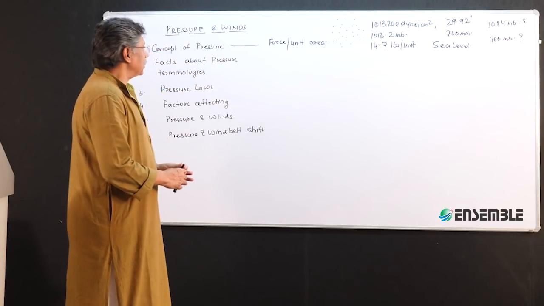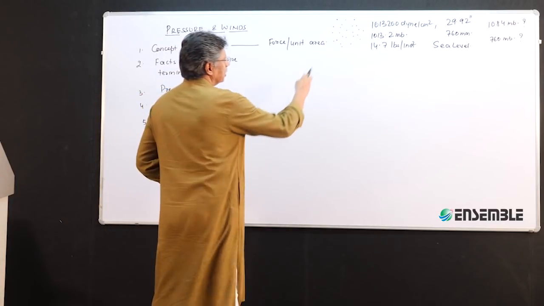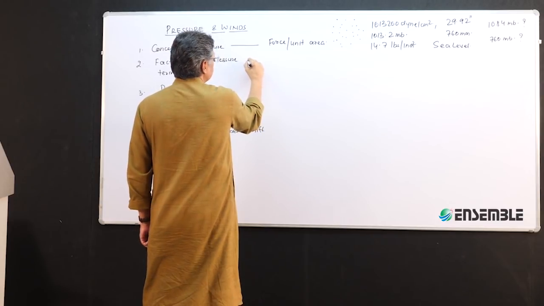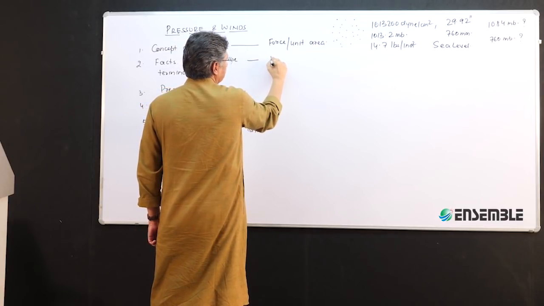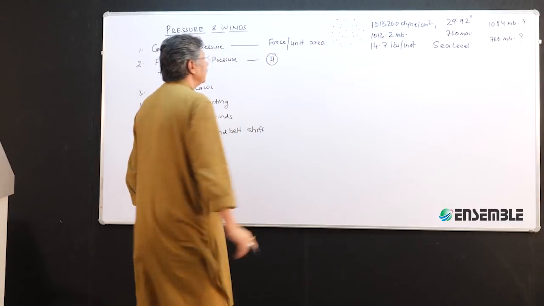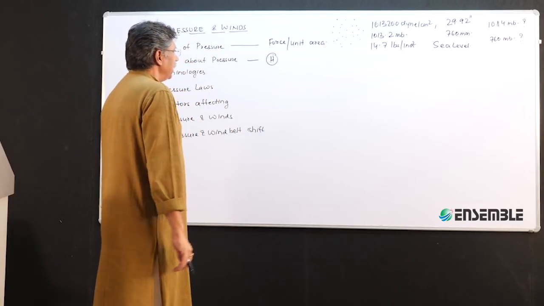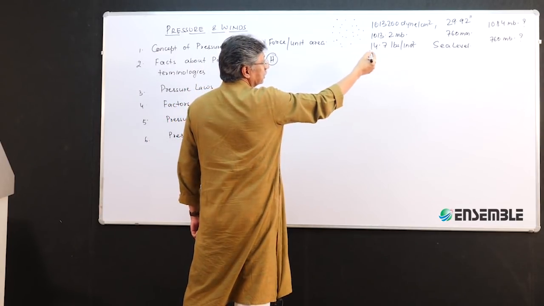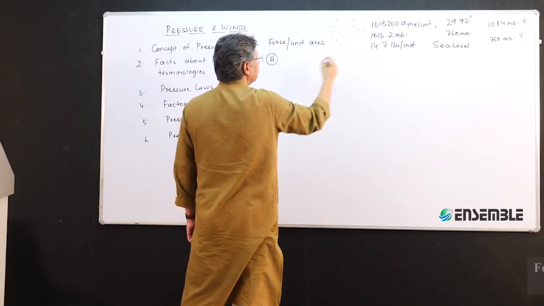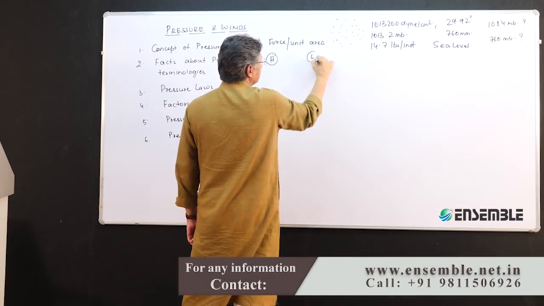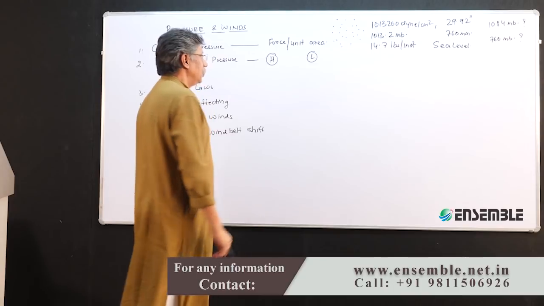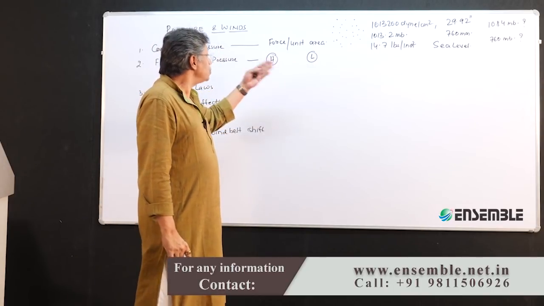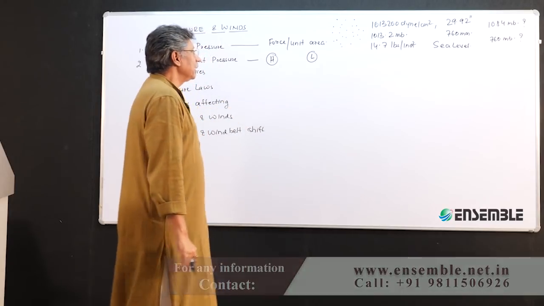Now, any area that has a pressure condition above 1013.2 millibar is called high pressure, or simply high. And any place that has a pressure condition lower than 1013 is called low pressure, or simply low. These are the symbols used for denoting pressure conditions.